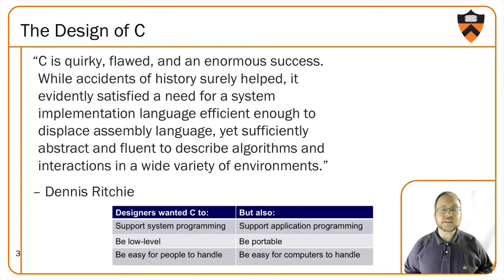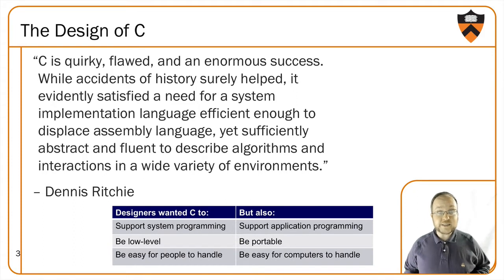So recall from last lecture the iconic quotation from the language's inventor about C's success, and also some of the core ideas about the design of C. Designers wanted to support systems programming, but also application programming, and to some extent these goals are conflicting. The designers wanted C to be low level, to take advantage of the hardware and work closely with the assembly and machine language, but also be portable. To a very large extent, these goals are conflicting.